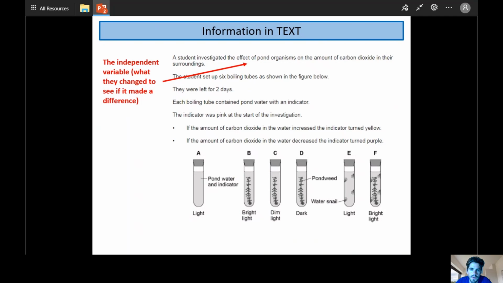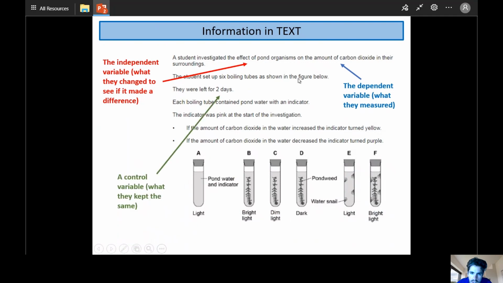So the independent variable is the one that is being changed. So they're investigating the effect of pond organisms on the amount of carbon dioxide in their surroundings. Okay, the dependent variable, in this case, the amount of carbon dioxide, that is the one that is being measured. Okay, so we've got things like water snails, we've got pondweed, and that's being changed to see if that makes a difference. Okay, and a control variable in this case is leaving it for 2 days.